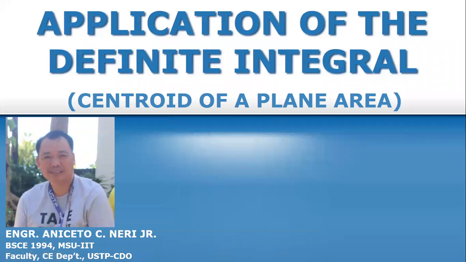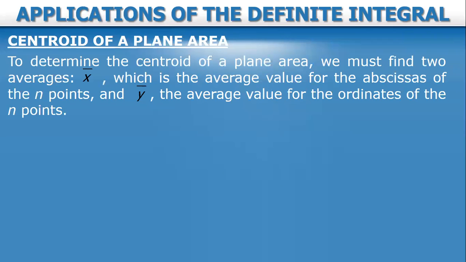In this video, I am going to discuss one of the applications of the definite integral, and this is about the centroid of a plane area. Now, to determine the centroid of a plane area, we must find two averages: x bar, which is the average value for the abscissas of the endpoints of the number of elements, and y bar, the average value for the ordinates, or the y coordinate of the endpoints of the number of elements.